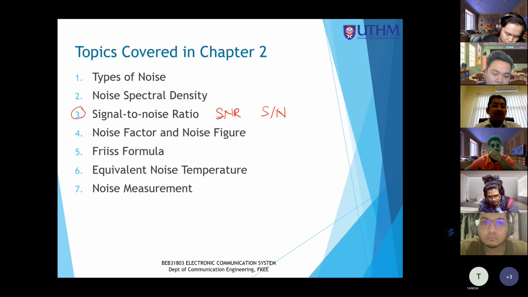Okay, and then the fourth subtopic is the noise factor and also the noise figure. So this is very important. Friis formula, this is Friis transmission equation, and then equivalent noise temperature and also the noise measurement.